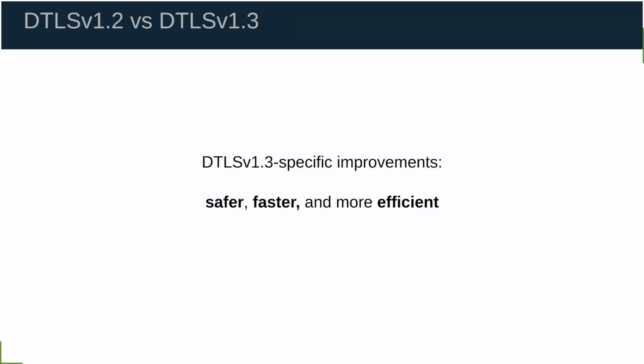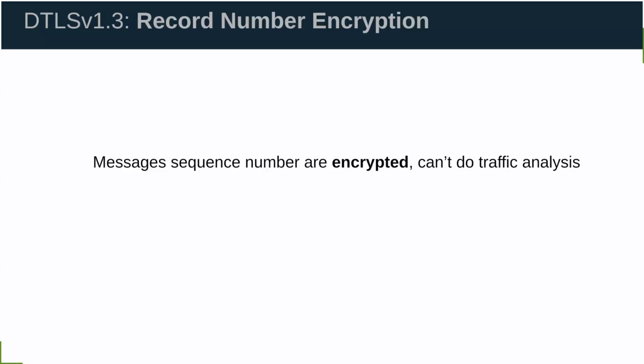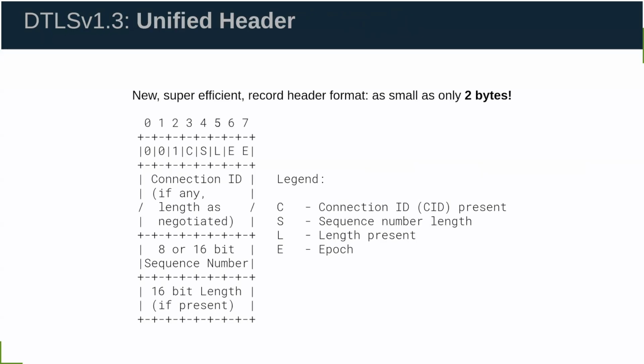But there are also some improvements that were specific to the DTLS aspect of the protocol. The DTLS specific improvements make DTLS safer, faster, and more efficient. So, first of all, as I said before, the sequence numbers are explicit in DTLS. In DTLS 1.2, this record number was in clear text. Now this message sequence number is encrypted. So it's better because you can avoid some traffic analysis. So it's better for privacy.